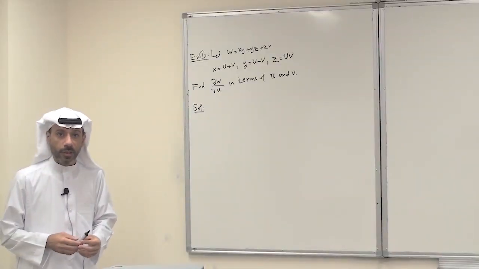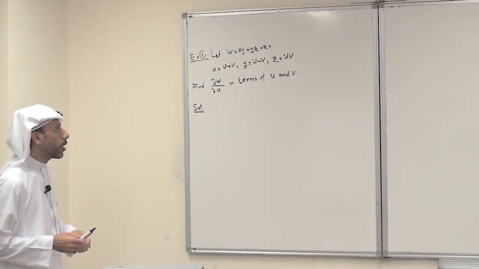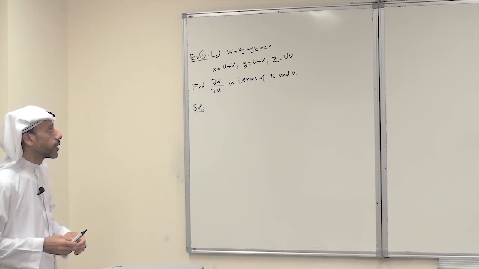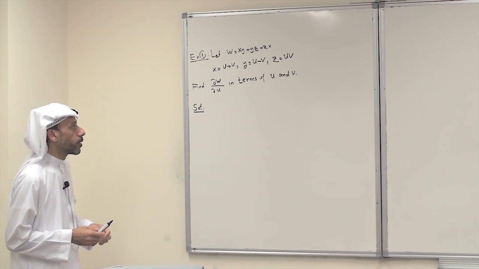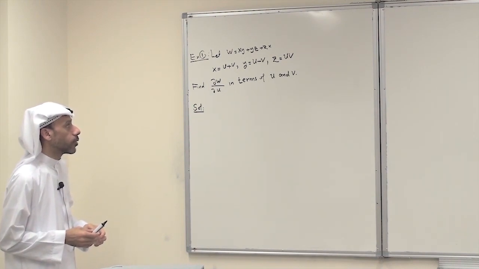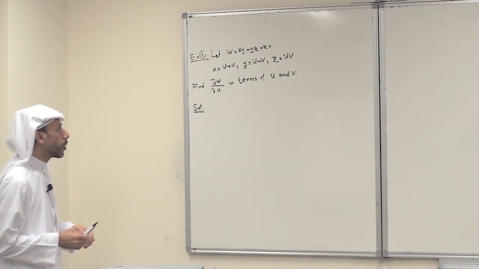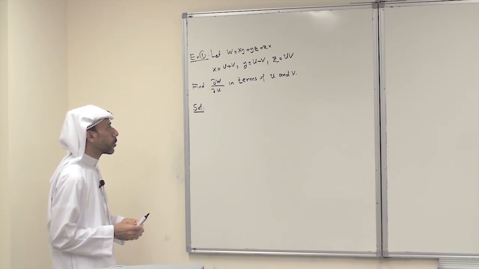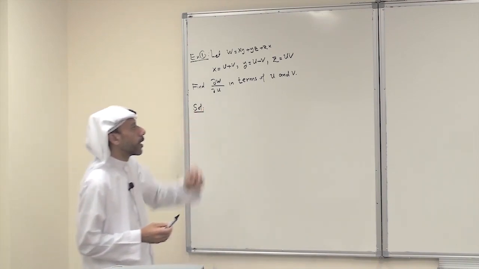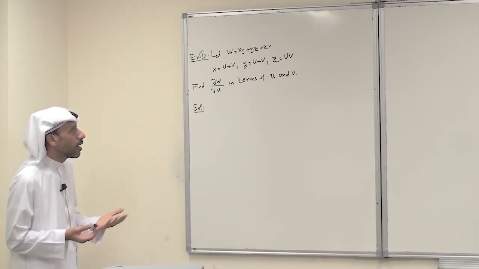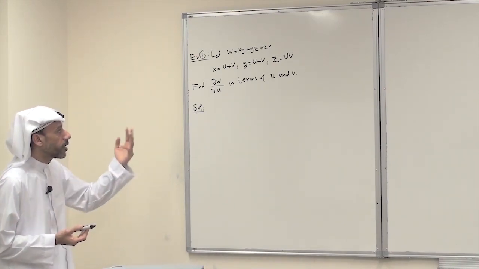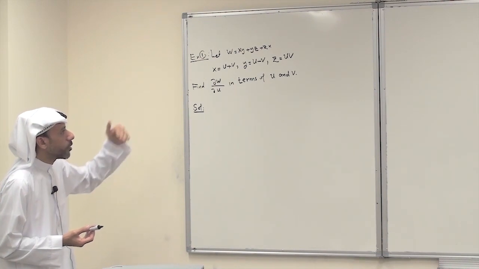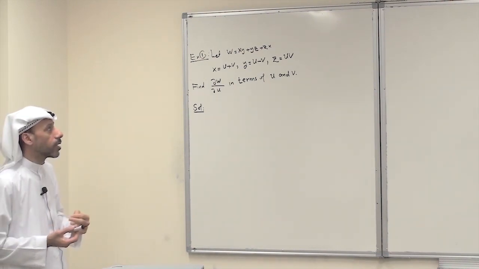Let's now consider the following problem. Let W equals xy plus yz plus zx, and x equals u plus v, y equals u minus v, and z equals uv. Find the partial derivative of W with respect to u in terms of u and v. The problem here is about the chain rule. So you have a function of three variables, and each of these variables is a function of two variables.